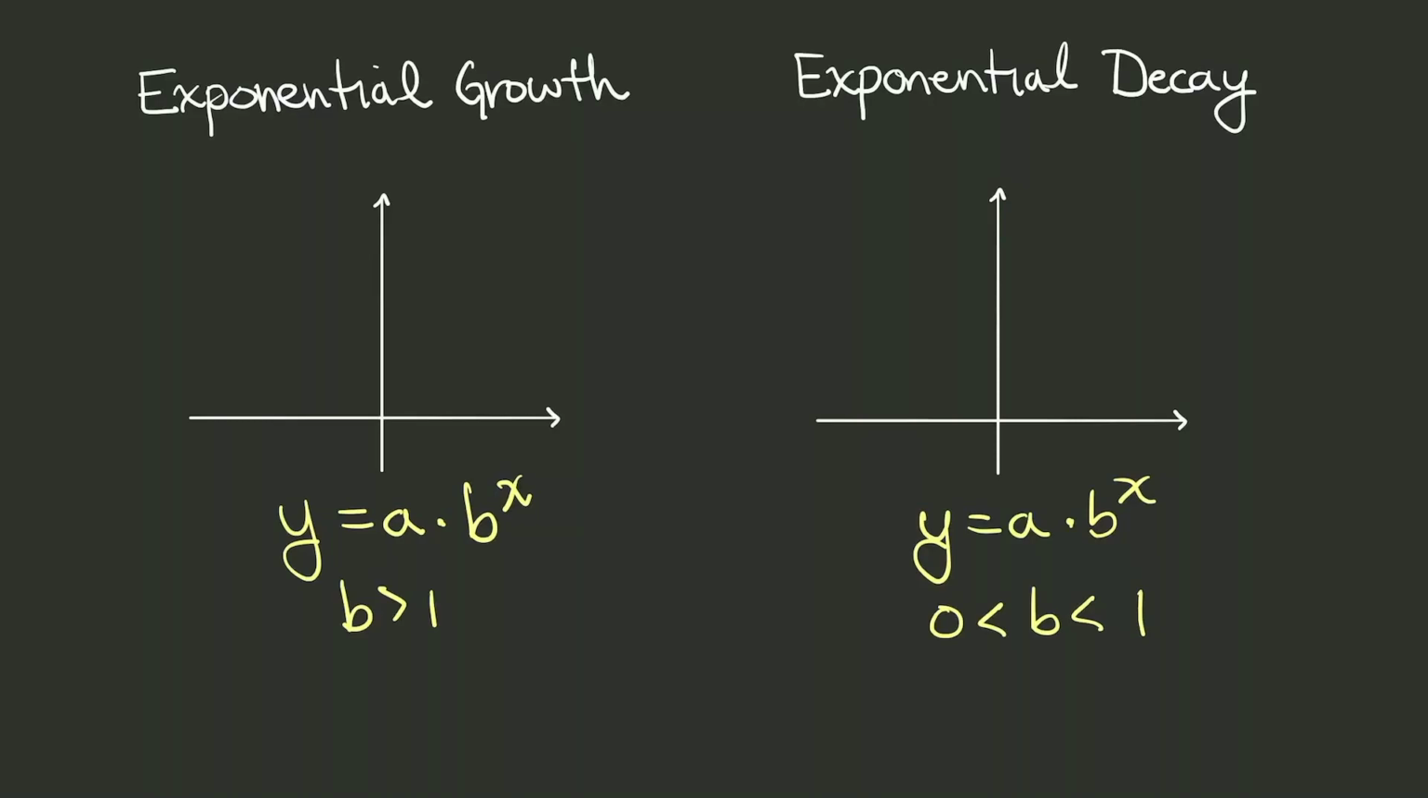For either exponential growth or decay, if we plug in the value x equals 0, we're always going to just get a, because b to the 0 power is equal to 1. So when we plug in a 0 for x, we're just going to get a times 1, which is a. So the point (0, a) is our y-intercept in both cases.